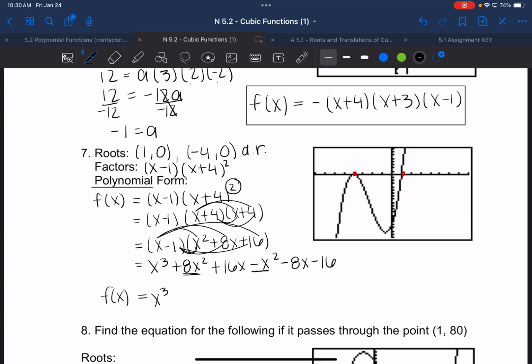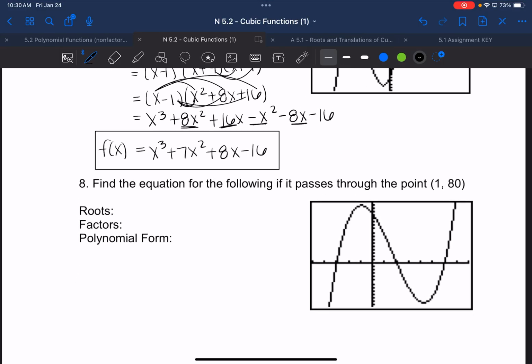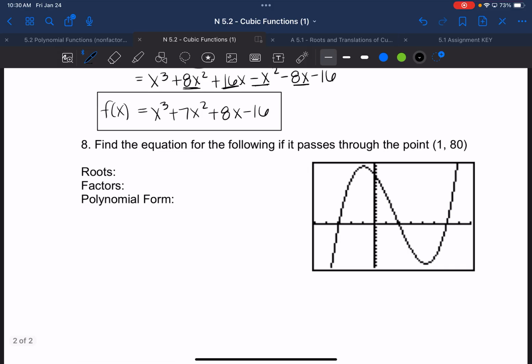So those are like terms, right? Combines with? Nice. There we go. All right. Okay. And then we got one more.